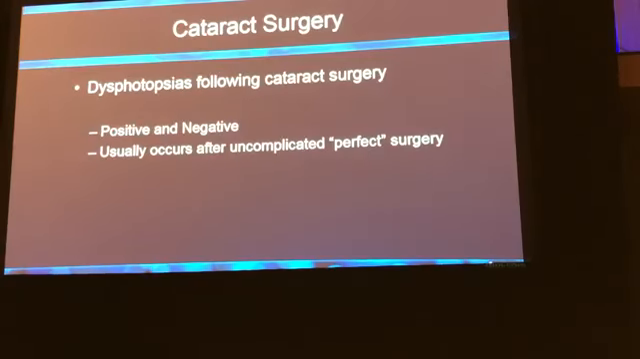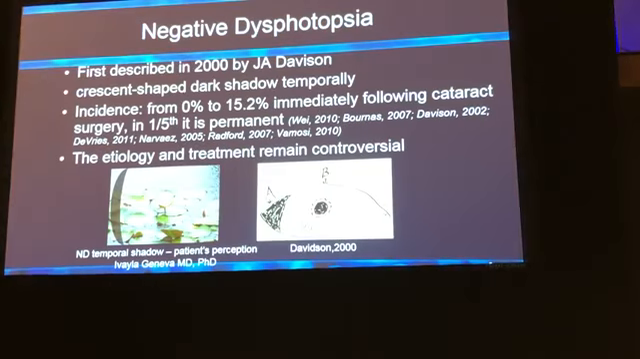No relevant financial disclosure. So there's two different types of dysphotopsias, positive and negative. I'm going to focus on the negative dysphotopsia. And the negative dysphotopsia is where you get that dark shadow in the periphery, in your temporal periphery. Usually it's after a completely normal, uncomplicated surgery, and the main issue is, why is it there? How do we get rid of it? How do we prevent it?